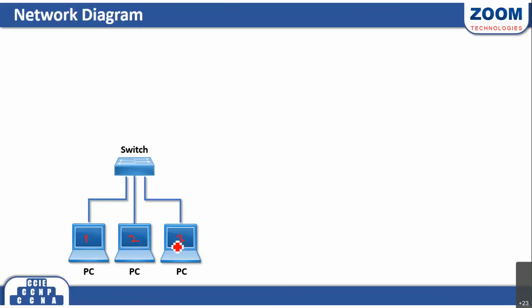Crossover, because we are connecting it to a switch. Different types of devices, PC to switch. If it's PC to PC, cross cable; switch to switch, cross cable; router to router, cross cable. So similar types of devices connect with a cross cable, and different types of devices connect with a straight cable. So here it is a straight cable, right?